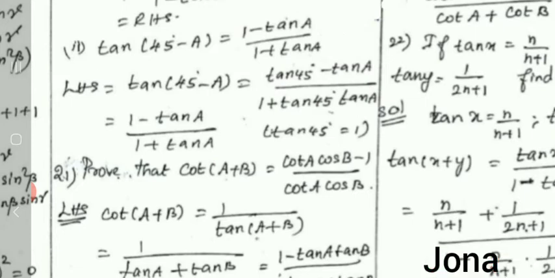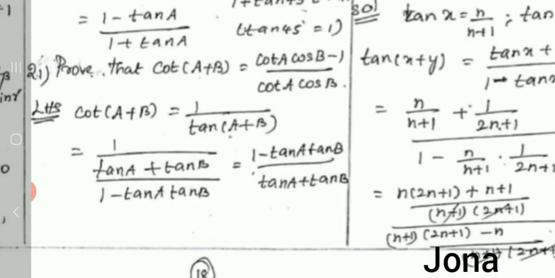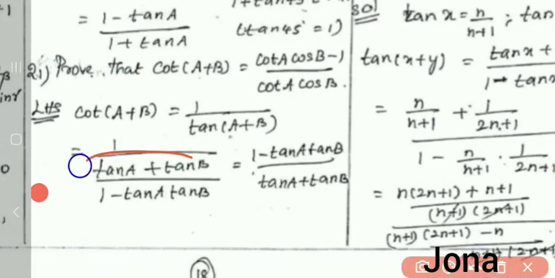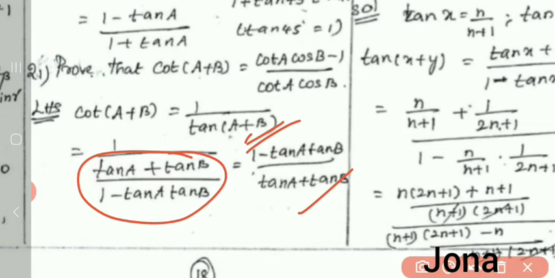The next problem. Prove that cot of A plus B equal to cot A cot B minus 1 by cot A plus cot B. So take the left hand side first. Cot of A plus B can be written as 1 by tan of A plus B. We know the formula for tan of A plus B in the denominator. We are going to use the formula tan A plus tan B by 1 minus tan A tan B. This is the formula for tan of A plus B. We can take the reciprocal of this, so that it will be 1 minus tan A tan B by tan A plus tan B here.